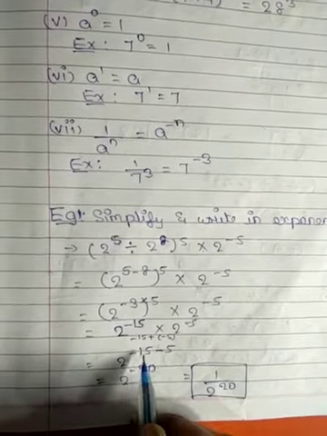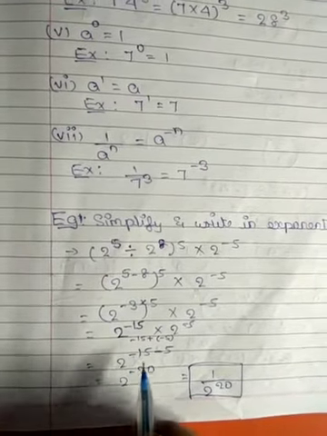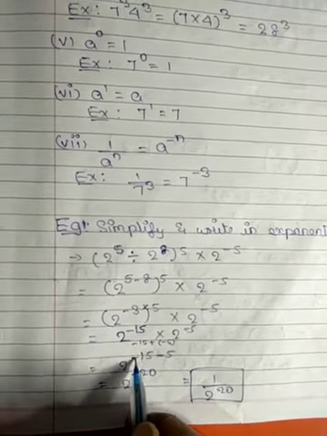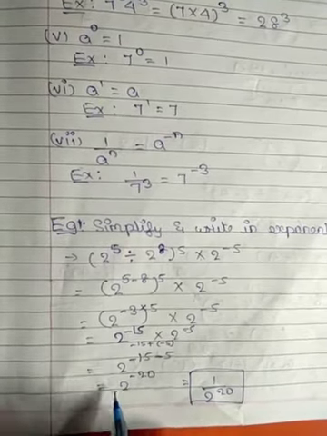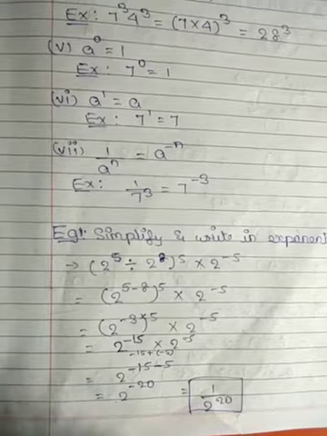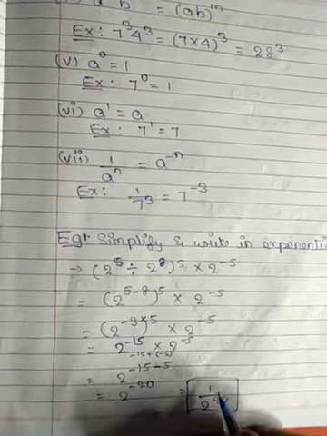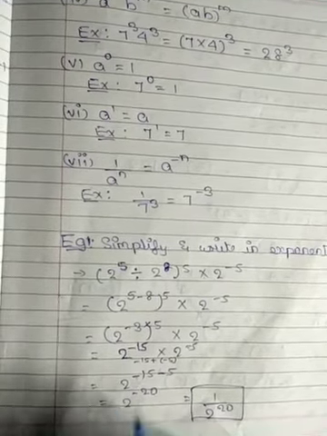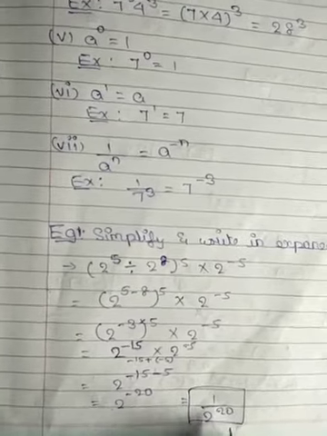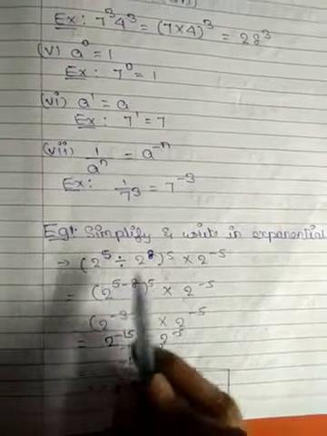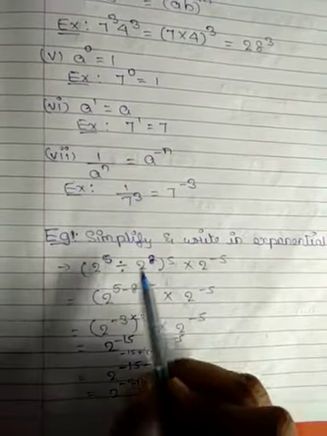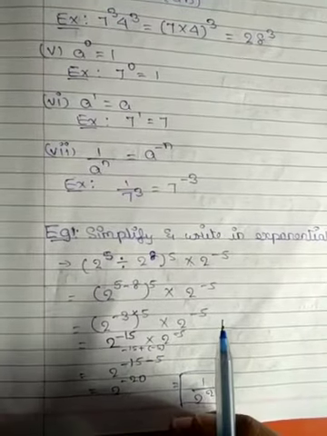So now minus 15 minus 5, we have to add it, and the greater number has a negative sign, so minus 20. So we have got a base with a negative exponent, and to convert it into positive we have to take the reciprocal, that is 1 by 2 raised to 20. So this way we have to simplify if any sum is coming in exponent form by using all the laws of exponents.